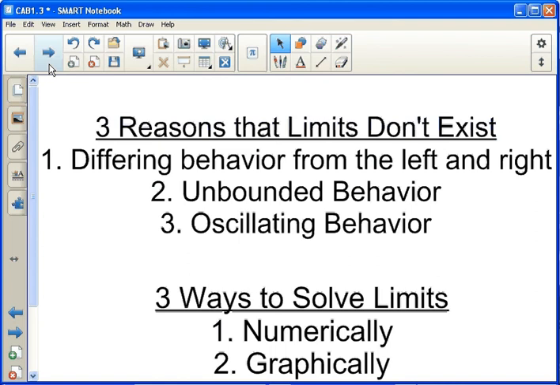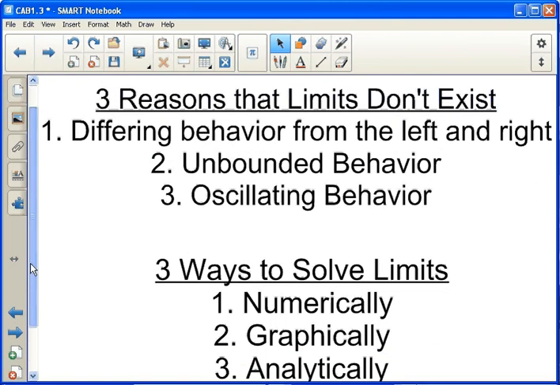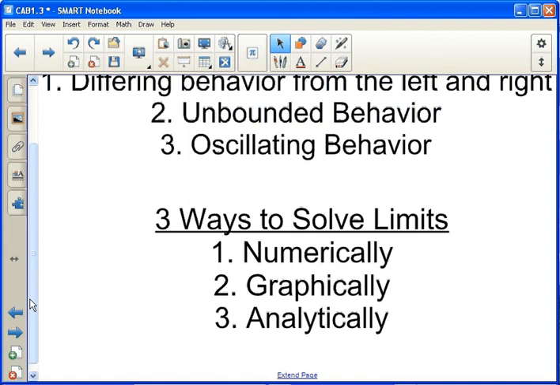Now the second list of 3 is not anything you need to memorize. It's just to try to help you understand and kind of be able to put things in categories. There are 3 different ways we'll be solving limits. 1 is numerically, which we've already done, that's when you use a table, like in the calculator. 2 is graphically. That means you look at the graph and determine the limit. And 3 is analytically. That's basically algebraically. Like if you've just got pencil and paper, no calculator, no graph, how do you figure it out?